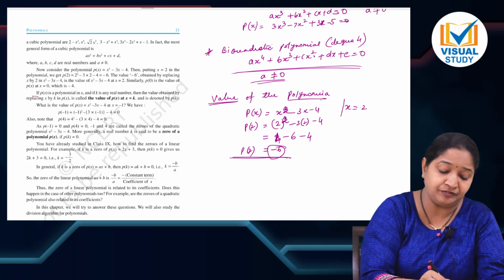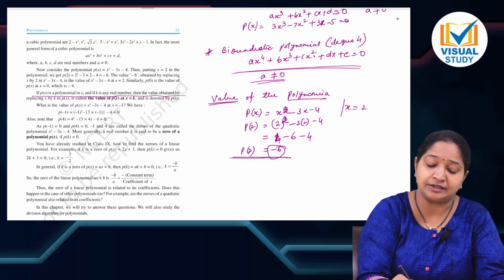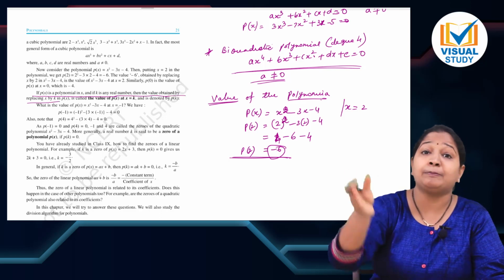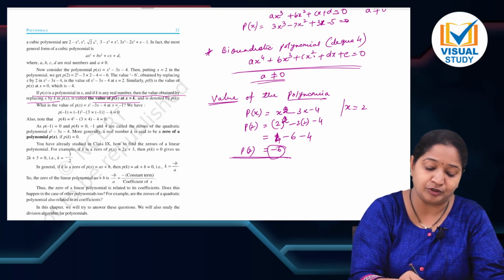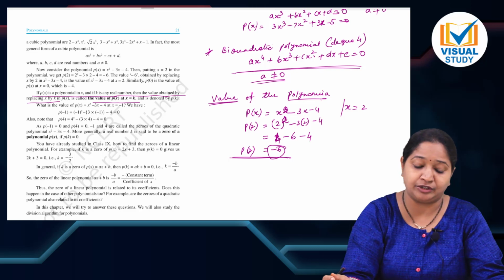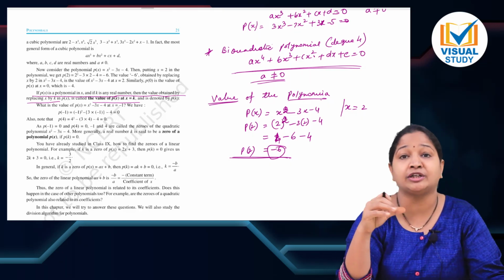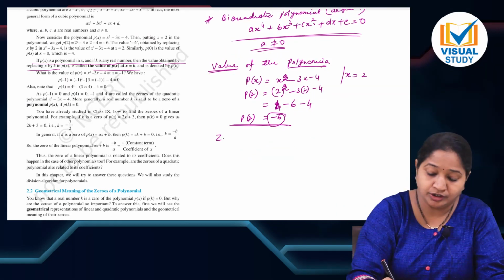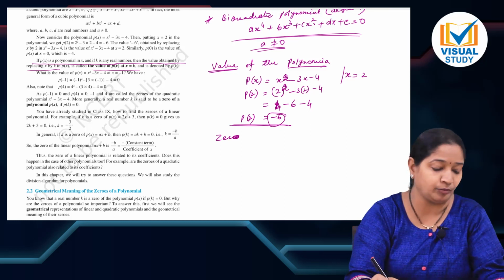That means if p of x is a polynomial and k is any real number, then the value obtained by replacing x by k is the value of p of x at x equal to k, and it is denoted as p of k. Now what are the zeros of the polynomial?